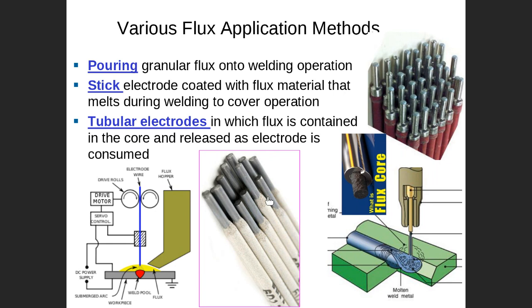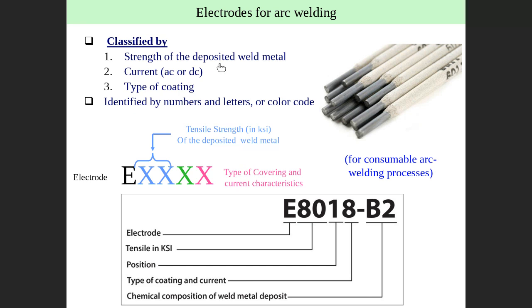This is commonly used in industry. This is used in special cases when we really need to add some alloys in the flux and we need to protect the flux. So it could be boring like here, it could be stick or coated like here, it could be tubular with the flux in the core like this one. These are the three ways to apply flux in the electrode, right?